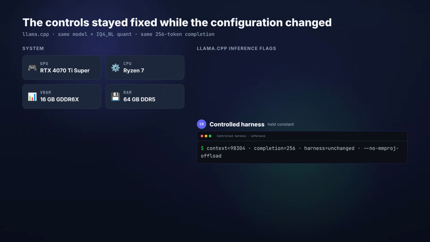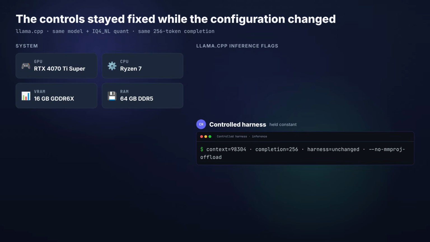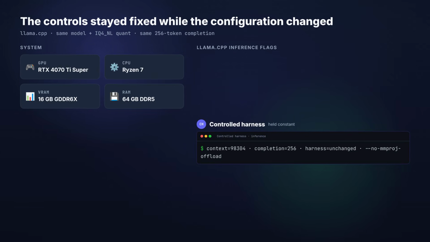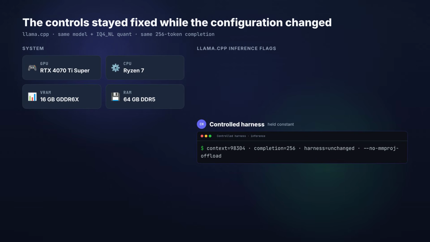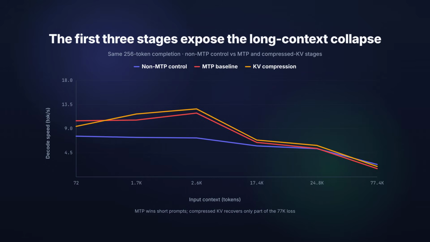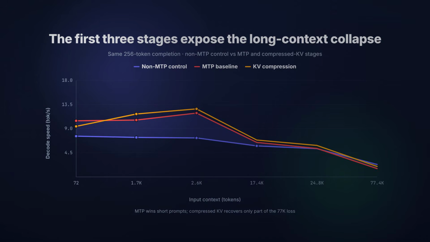The Ryzen 7 and RTX 4070 Ti Super ran the same harness and 256 token completion throughout. CUDA graphs, context size, and multimodal projector offload stayed fixed as controls. MTP looked good at shorter prompts, raising generation from 7.6 to 10.47 tokens per second at 72 inputs.